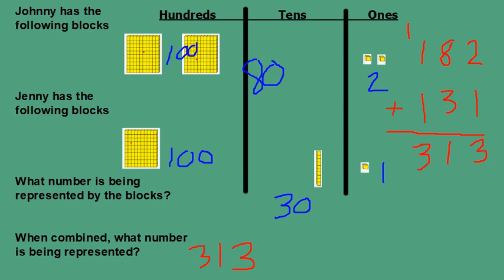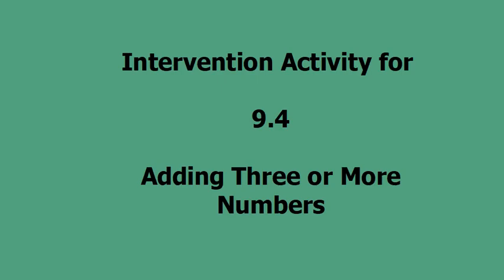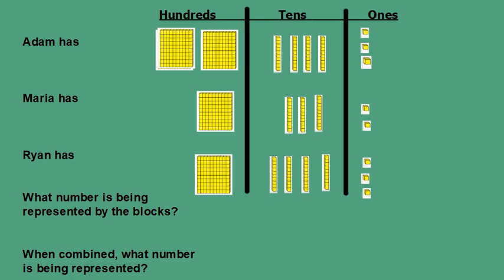Okay, let's move on. Okay, this is the intervention activity for 9.4, adding 3 or more numbers. So this time we have 3 friends. They each have their own amounts. We are going to use the base 10 blocks to help us figure out how to add all 3 of these together. Let's just take it one friend at a time.